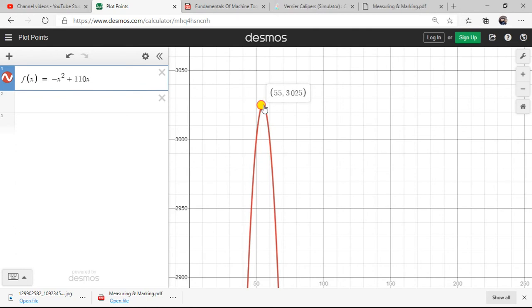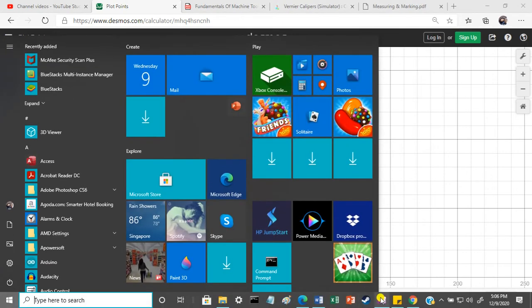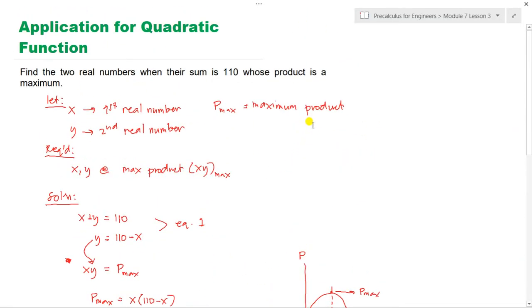So that is the maximum product that we can achieve, and then the numbers should be equal. So they should be 55. 55 times 55, because that is 3025. So class, that is the answer for our example for quadratic function.